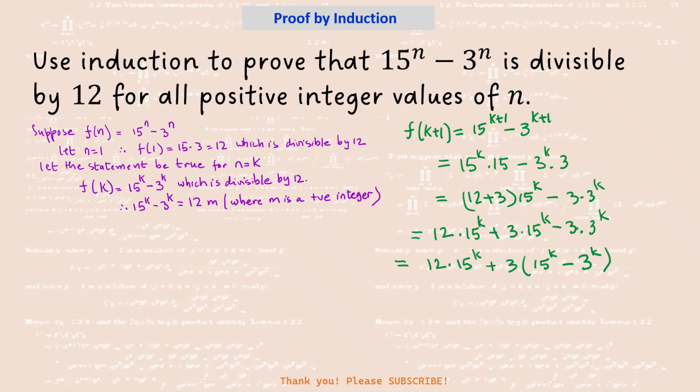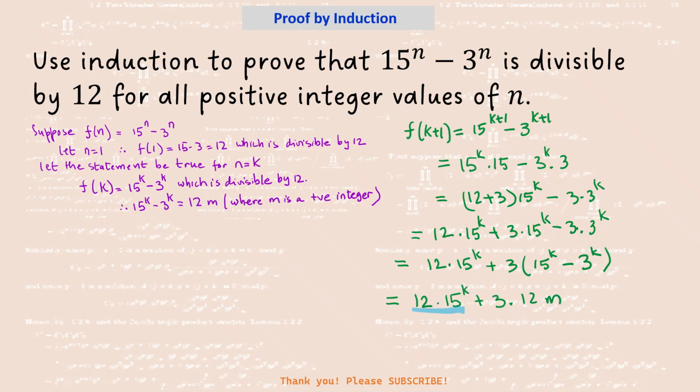So then I can write 12 times 15 to the power k. This remains as it is. And then I group the two terms here. So 3 outside the bracket, I would have 15 to the power k minus 3 to the power k. Now you see this 15 to the power k minus 3 to the power k is nothing but 12m. So then I think we already have it.